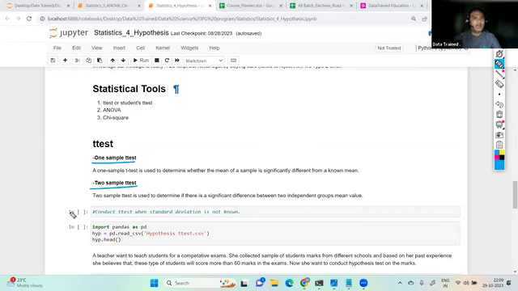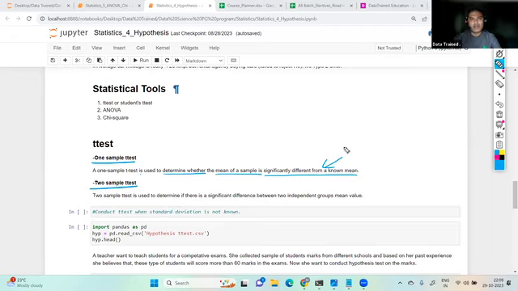We'll begin with the one sample t-test. One sample t-test is used to determine whether the mean of a sample is significantly different from the known mean. If you don't understand this, don't worry, I will explain in the best possible way with the numbers, with the data set.